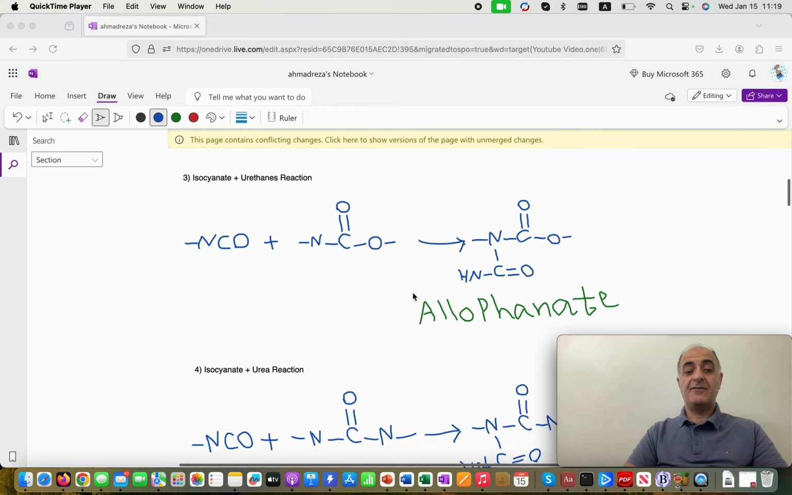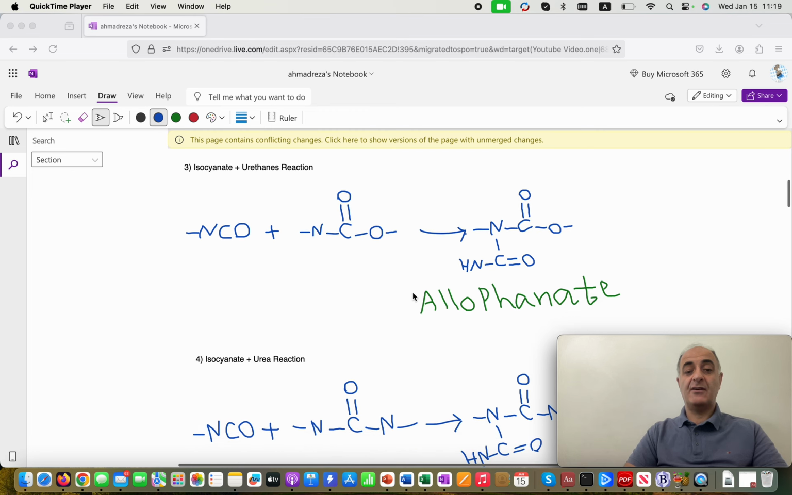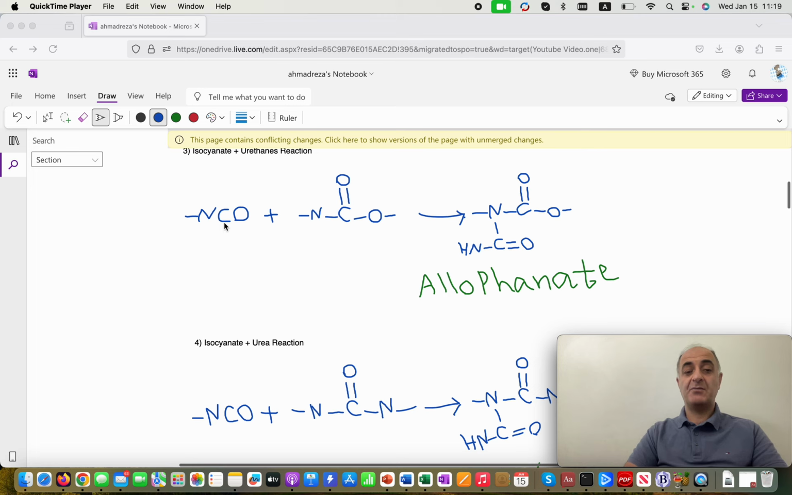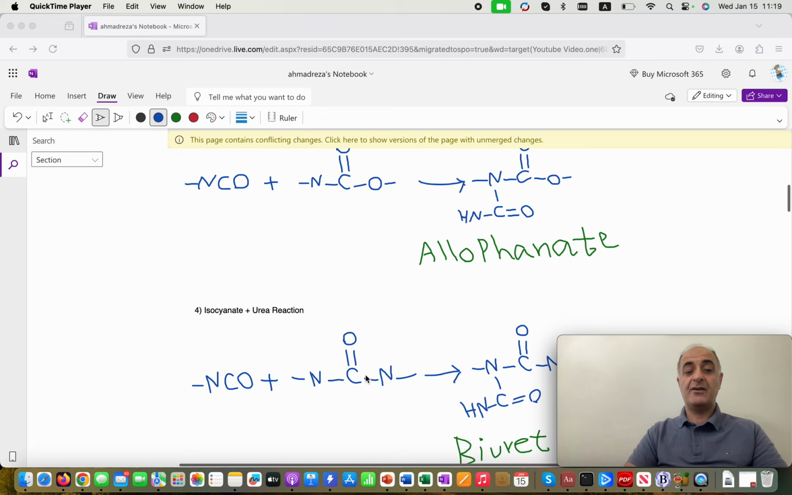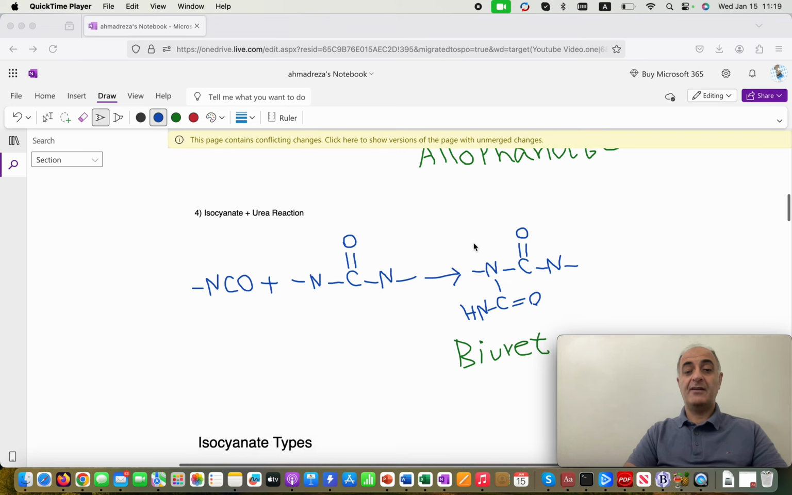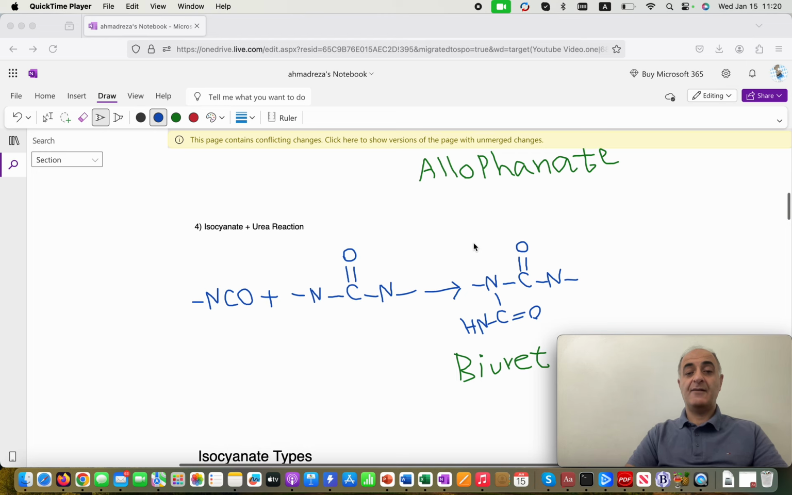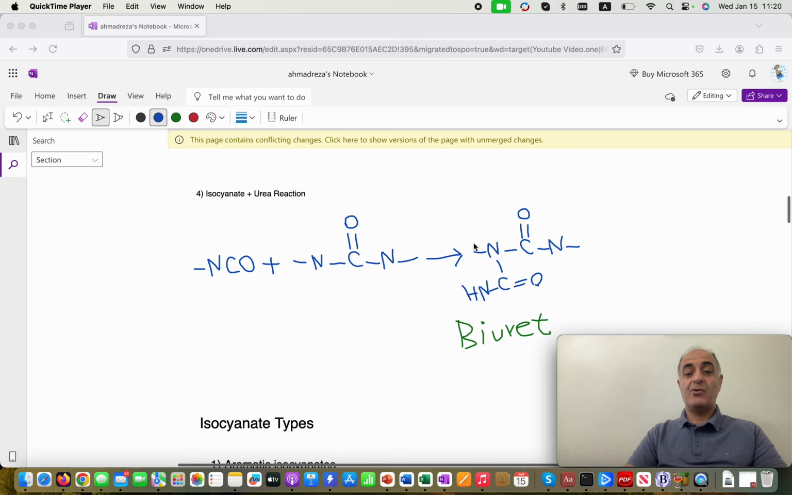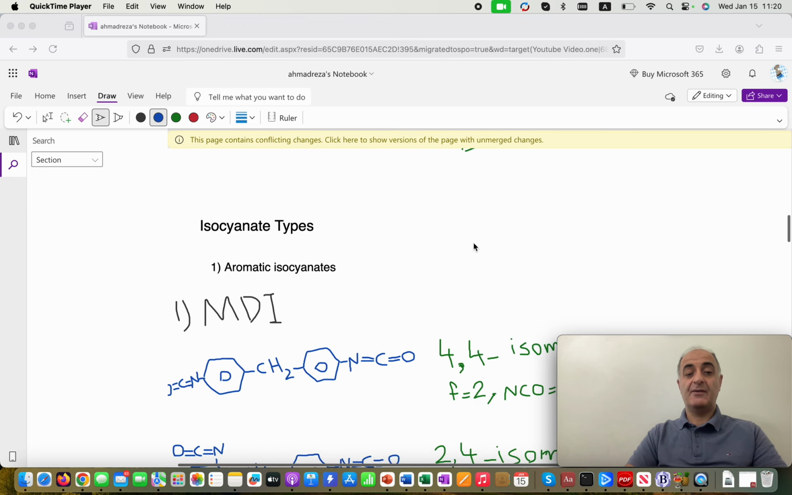The third and fourth reactions, which are side reactions, are the reaction between NCO and urethane on one side, and NCO and urea on the other side. The resultant side products are allophanate and biuret. These side products have some impact on the properties of the final product. For example, they give more hardness to the final polymer.